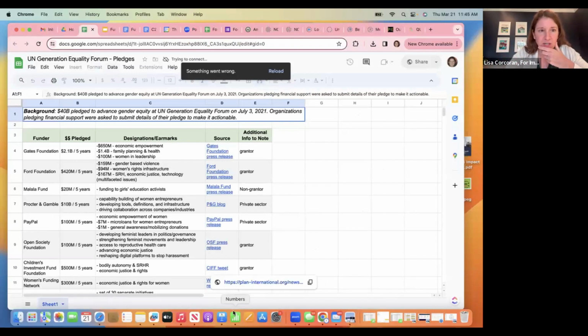let me see if I can change my screen share. Can you guys see this Excel sheet yet? Okay, thanks, Debbie. I'm looking at you, so thank you.